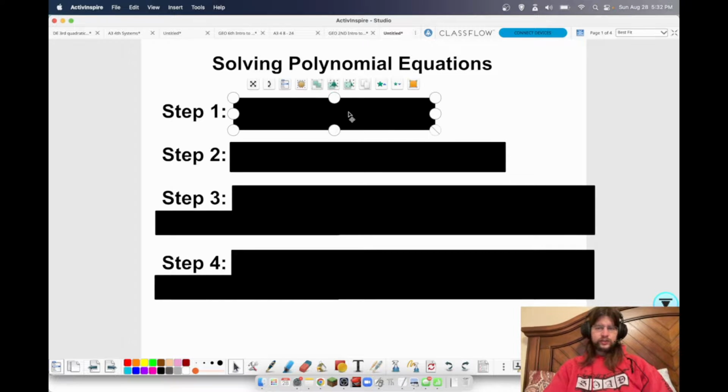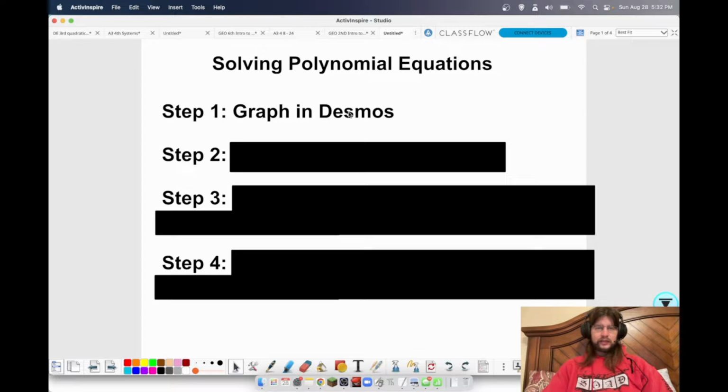So the first thing you're going to want to do is graph it in Desmos. Whatever polynomial you have, and again we've already covered quadratics, so if you have one of those you know what to do. Anything bigger than a quadratic, cubic, and so on, you're going to graph it in Desmos first.